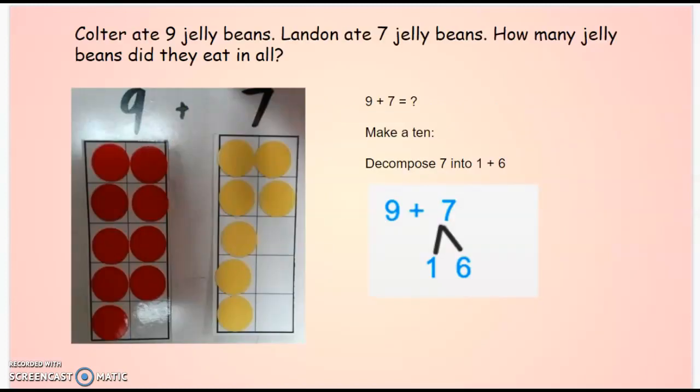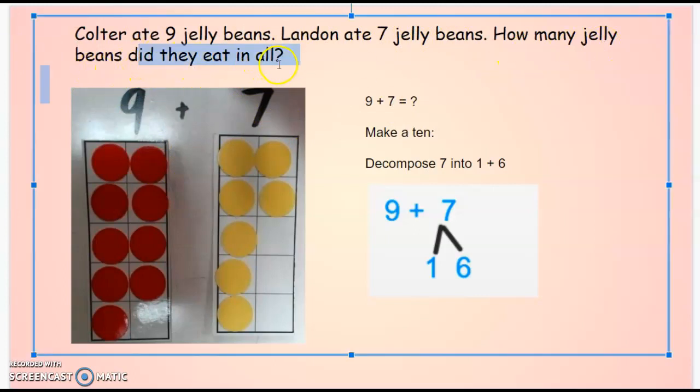So in this example right here, Coulter ate 9 jelly beans. Landon ate 7 jelly beans. Here's my 9 plus 7. How many jelly beans did they eat in all? When you see did they eat in all, I always add. So here's 9 and here is 7.